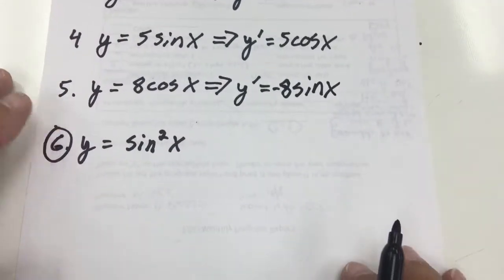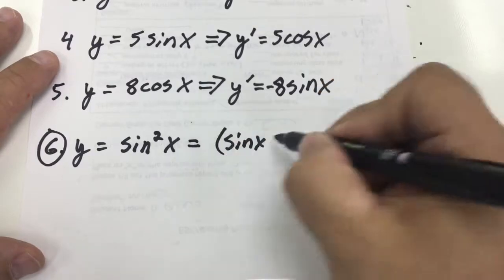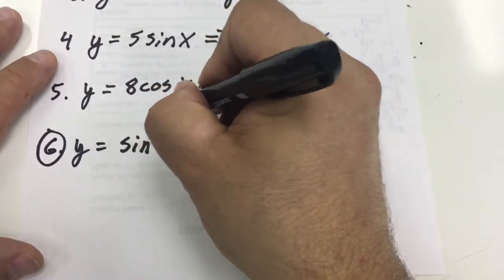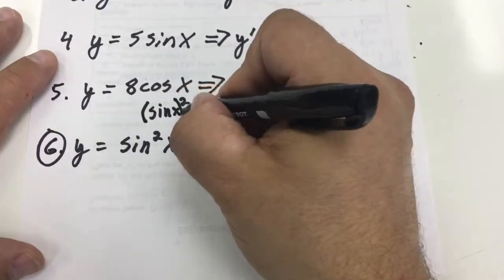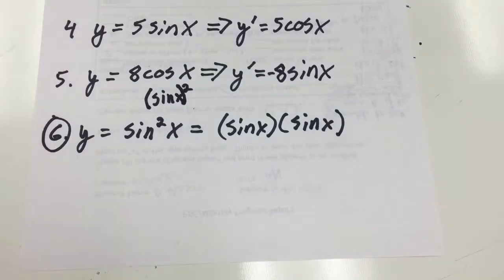Now, in order to do this one, you have to realize that sine squared x equals sine x times sine x. It's not the same as saying sine of x squared. No, it's the same as saying sine x, squared. So in order to find this derivative, I'm going to have to use something called the product rule.